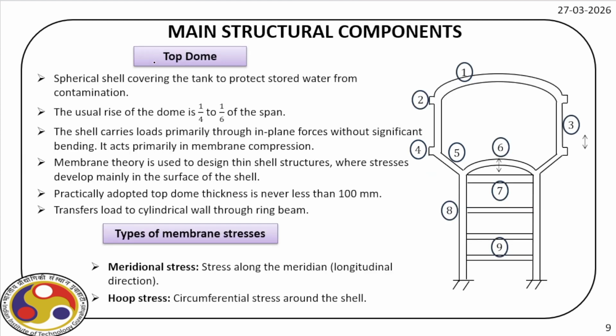Now let us first start with top dome. So it's a spherical shell covering the top of the tank. So that is the sole purpose. Usually the rise, that means if I draw this horizontal line at the ring beam level, how high it is at the middle, this rise is normally 1/4 to 1/6 of the span.